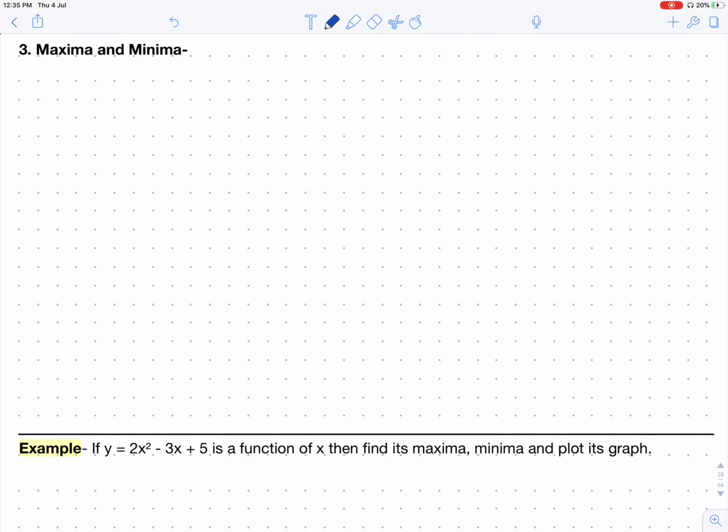Let's start with an important concept of maxima and minima. As the name suggests, maxima is going to be the highest value of a function and minima is going to be the lowest value of a function. So from now, we'll be finding the highest as well as the lowest value of a function. Let's take a function given by y as f of x.